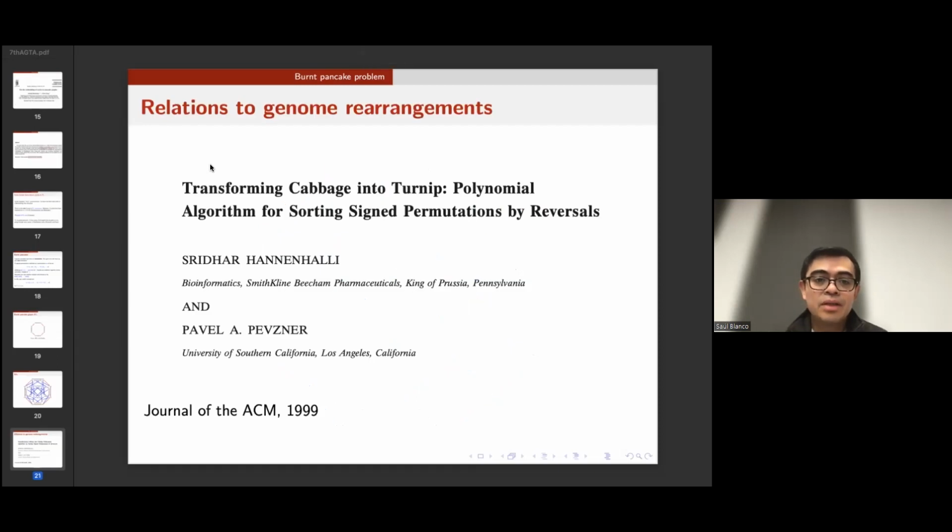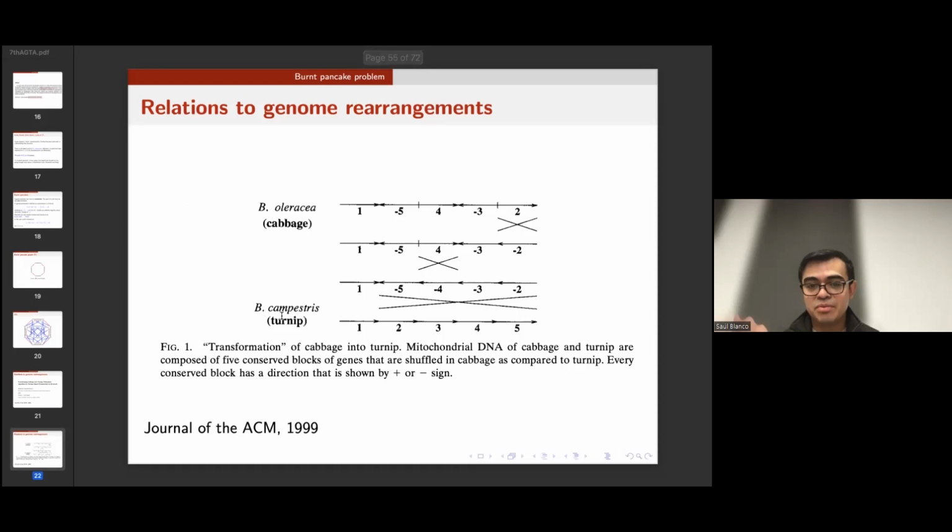The other reason why people are interested in this kind of sorting is because it has connections with genome rearrangements. This is a very well-cited paper from 1999, called Transforming Cabbage into Turnip. They have a polynomial algorithm for sorting sign permutations by reversals. They have this one example in the paper with a genome and a particular gene, and as I understand it, a gene has an on and off switch. So essentially a gene has two orientations. Either the gene is on or the gene is off.